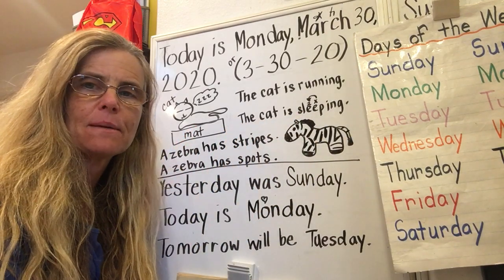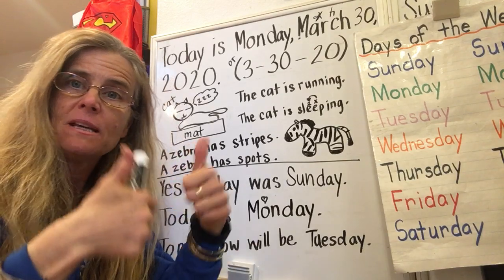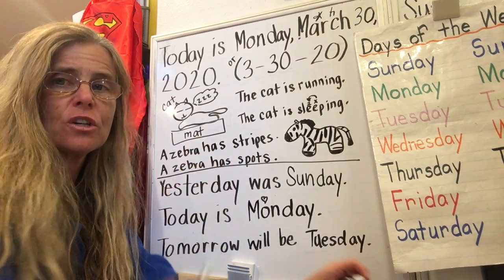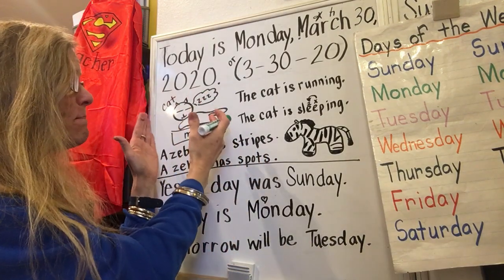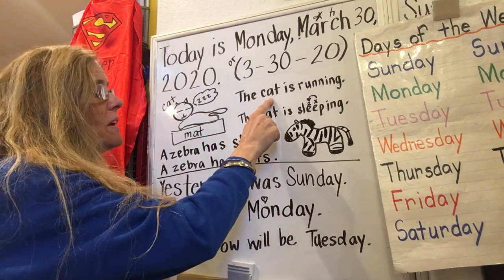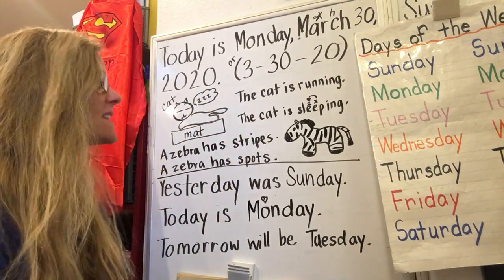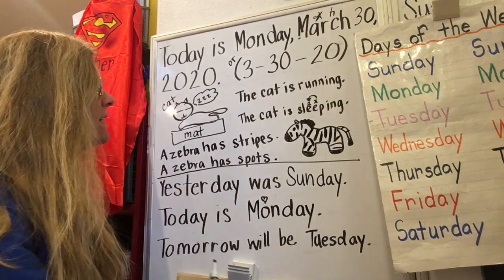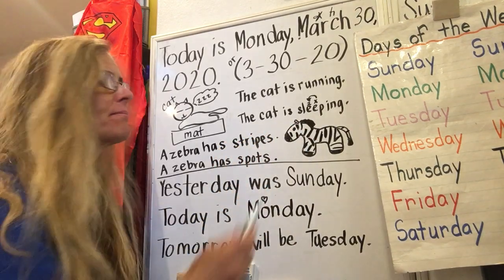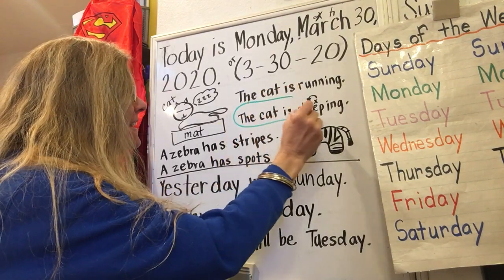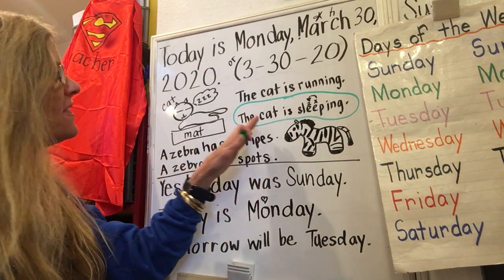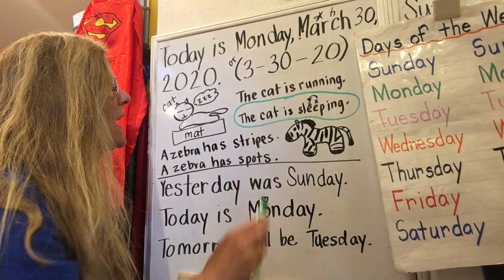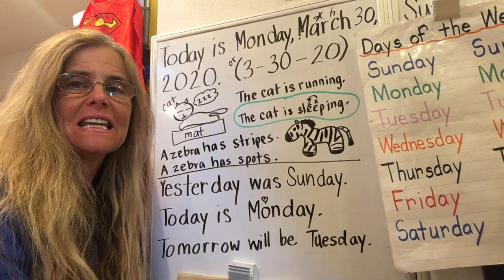Does it look like the cat is sleeping? It does. So if we were going to label this sentence to match this picture, we were going to pick the sentence that best represents what we see. Would we pick the first sentence or the second sentence? The one on the top or the one on the bottom? The cat is running. The cat is sleeping. The cat is sleeping. So this sentence represents this picture.